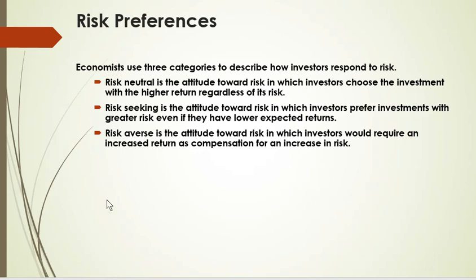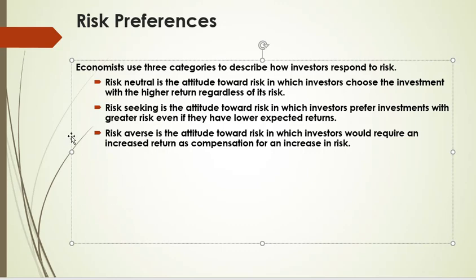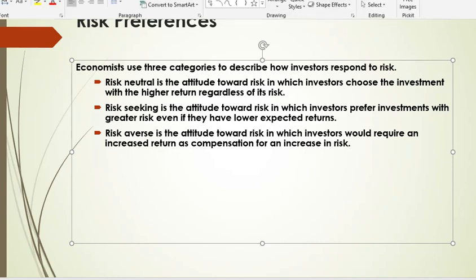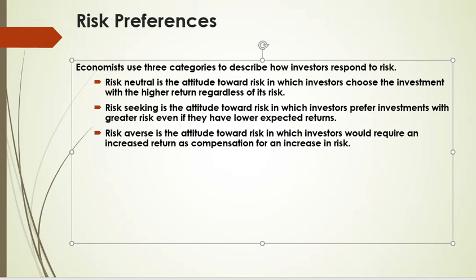So if you think about risk preferences, how do people think about risk itself? What's the thought process that they have when they're thinking about it? Well, there's three ways. People can be risk neutral. And a person who's risk neutral basically doesn't consider risk at all. They are a return-only type of investor.